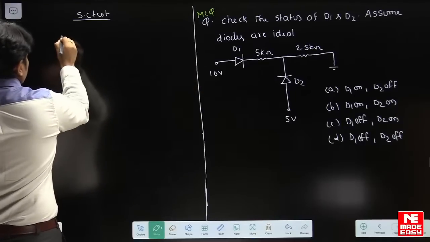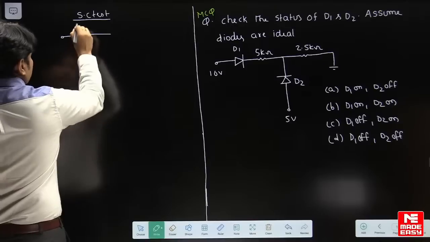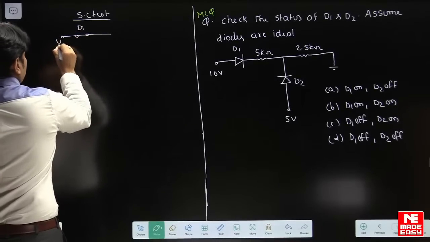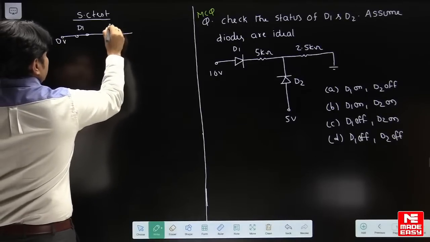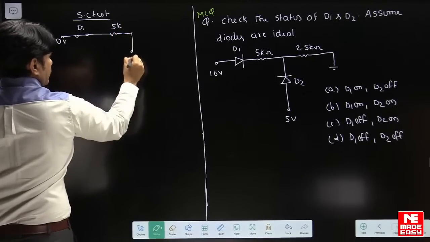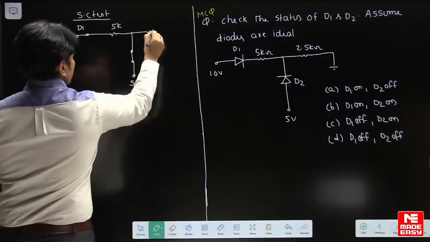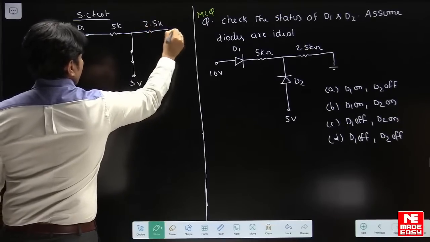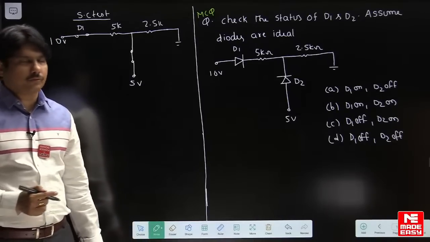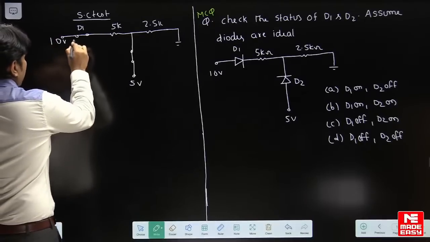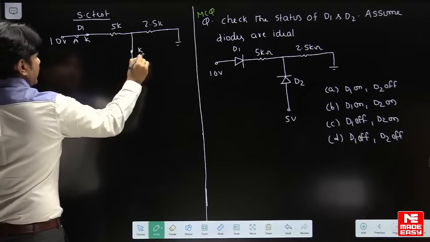Short circuit test is nothing but simply making whatever diodes they have given short first. This is D1, this is 10 volts, we have 5K. Next here a short I have taken for D2, there is 5 volts, and this is 2.5K with a ground. So two shorts we have, D1 and D2. Clearly you write, this is anode, this is cathode, this is the D2 diode.